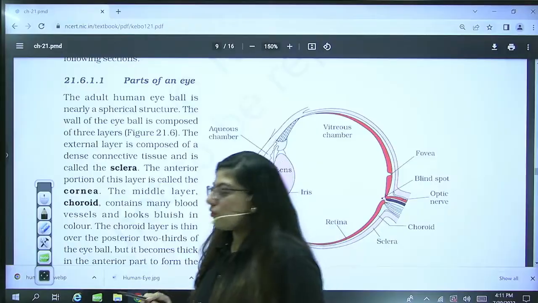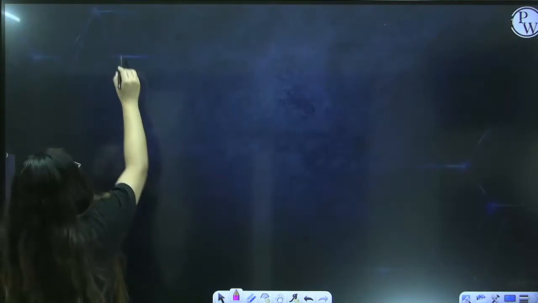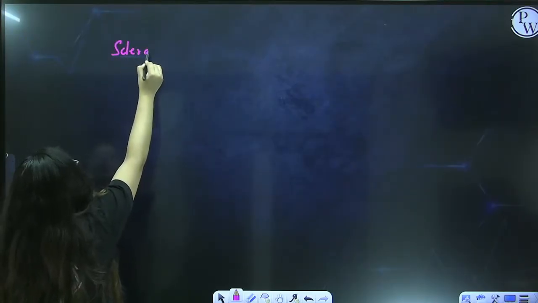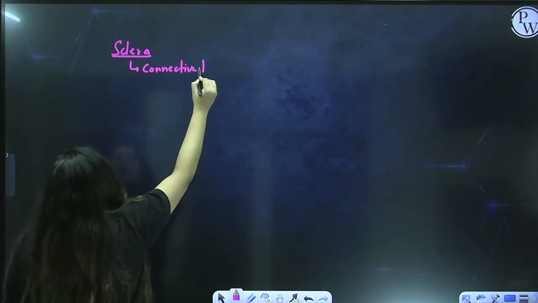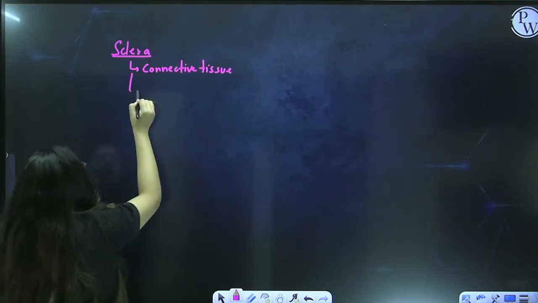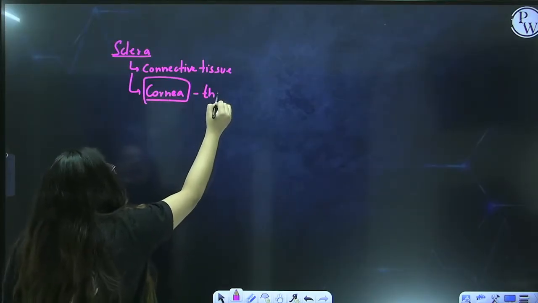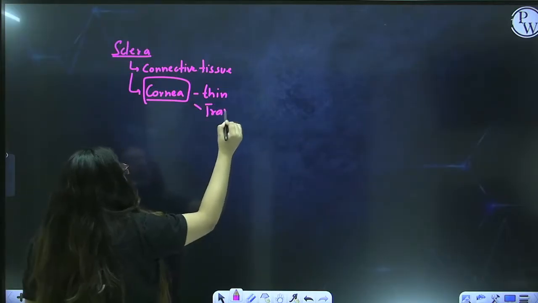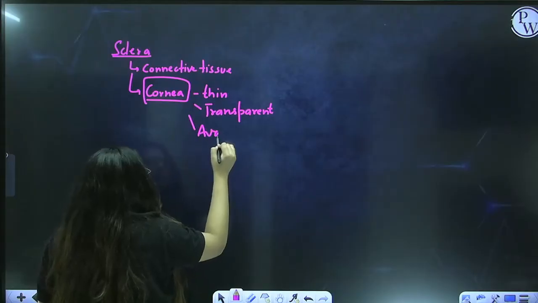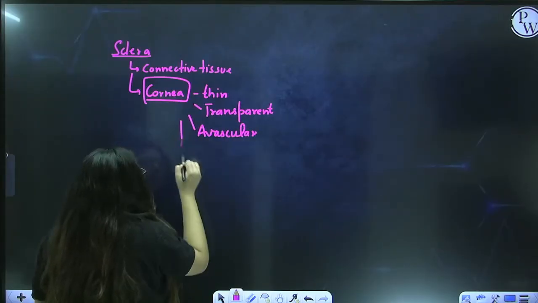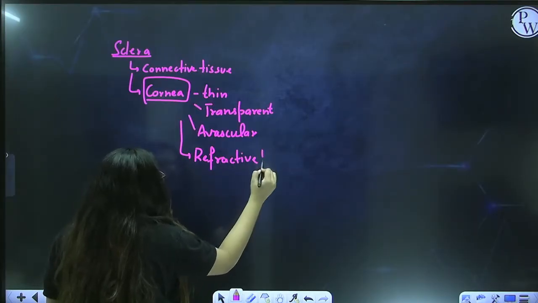Now, what is the function of the cornea, guys? We'll take the NCERT side by side, okay? So what's the function of the cornea? I said that sclera consists of connective tissue, and also the sclera forms the cornea. The cornea is very thin, transparent, avascular, and a refractive body. That means it will allow the refraction of the eye.